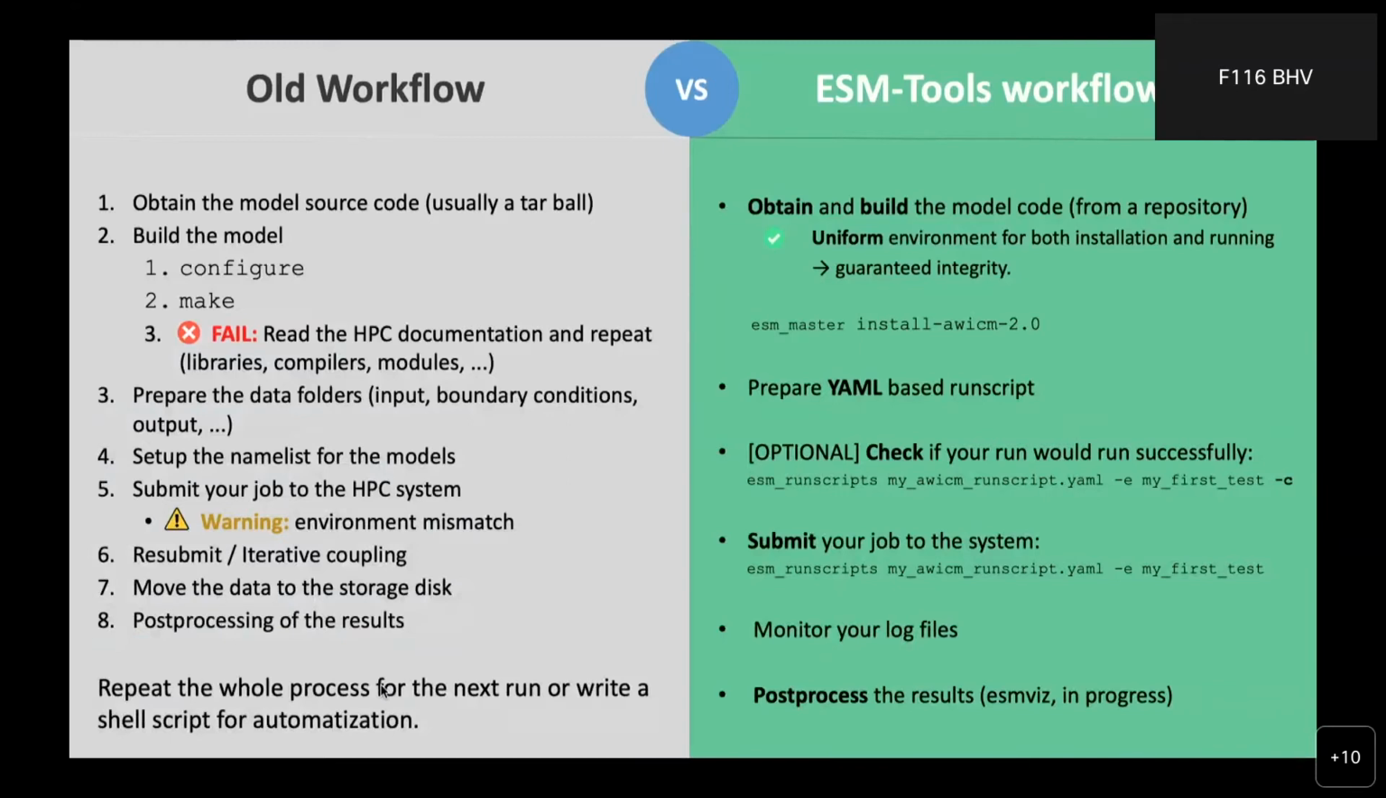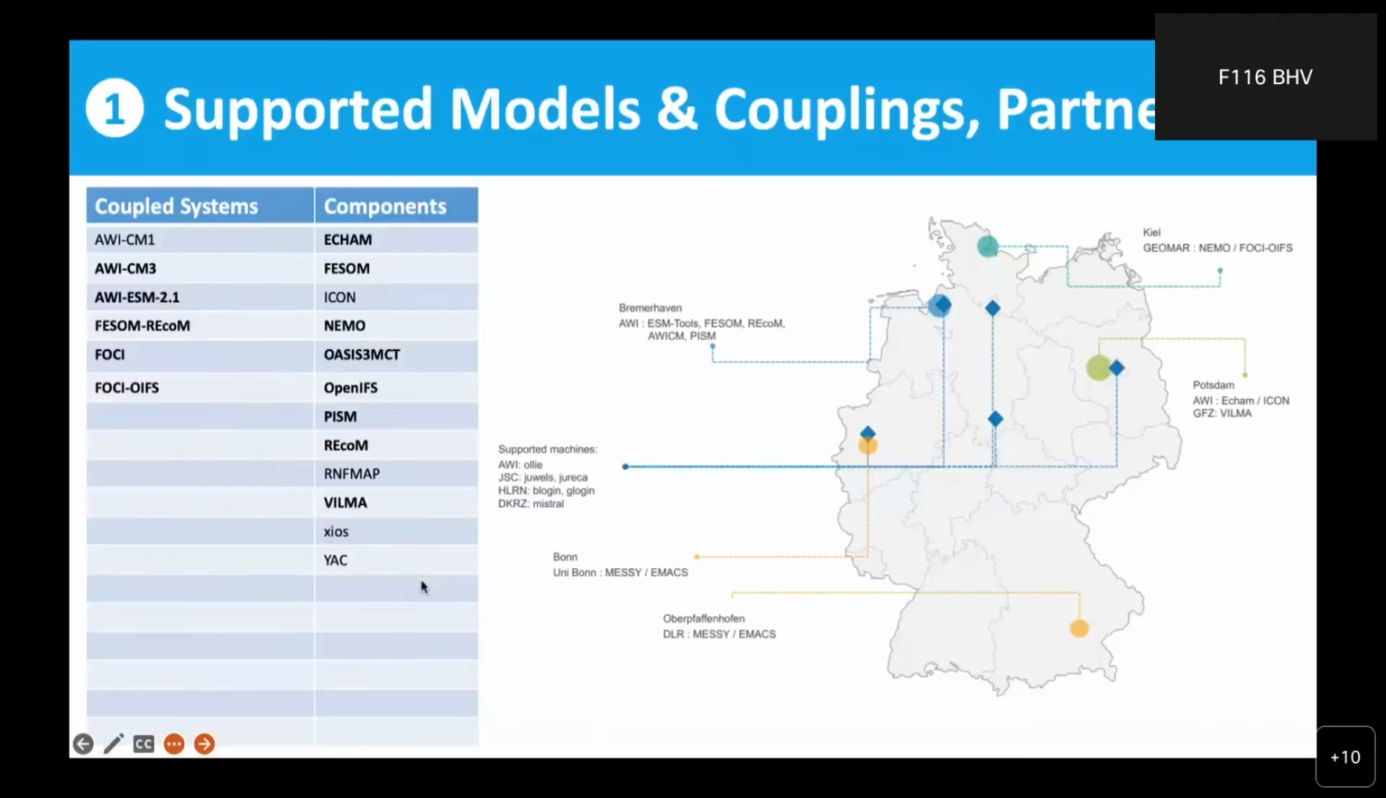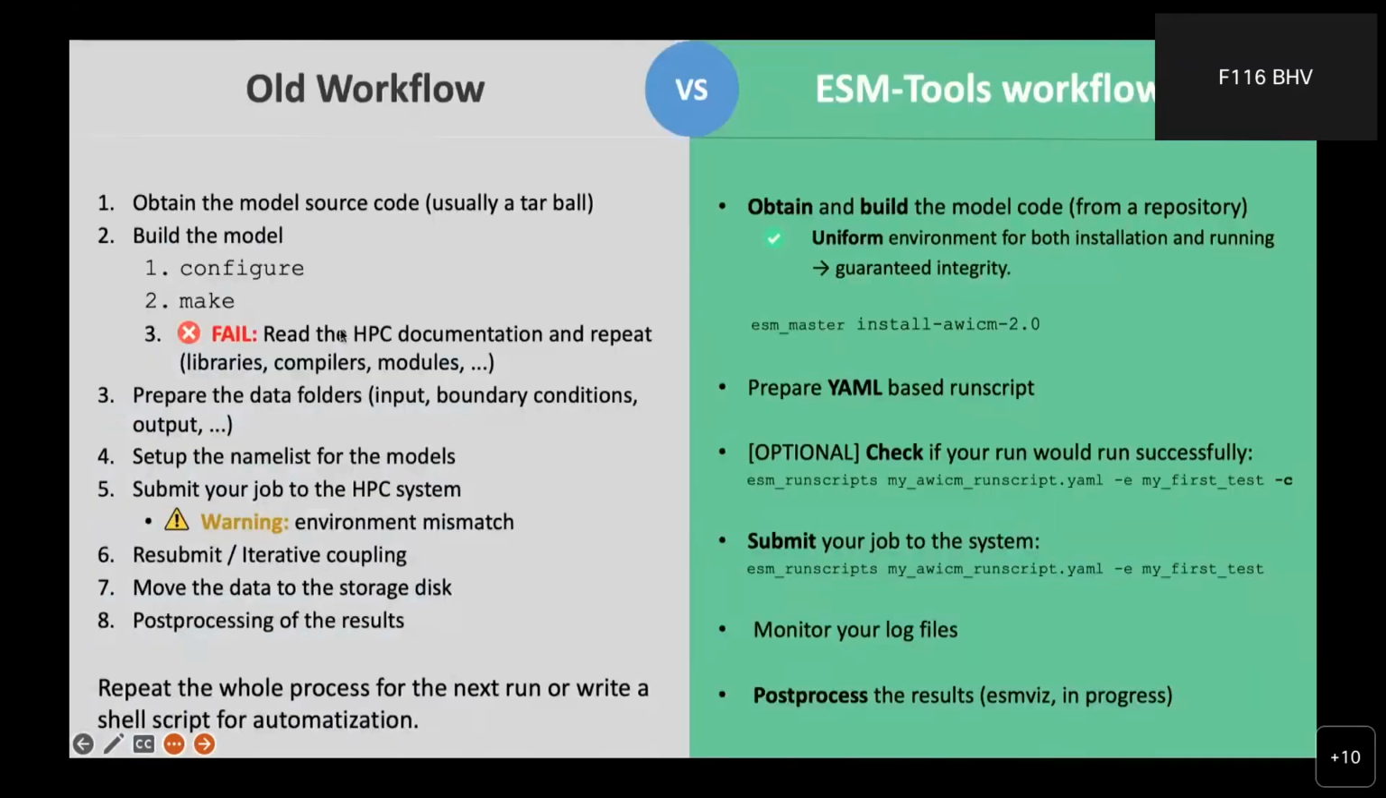You probably know the old workflow, and we've touched on that a little bit already. Basically, the old workflow on how to run a model on an HPC would be first to configure and compile it, and then get a bunch of errors, and then prepare the experiment folders and prepare your bash script, and again a lot of errors, and eventually you run your simulation.